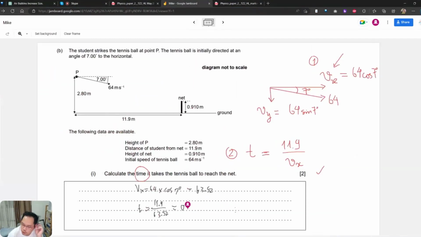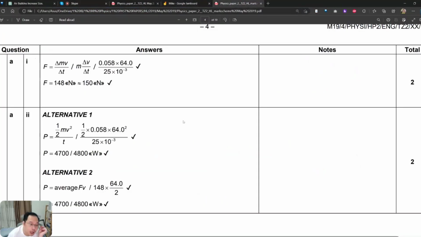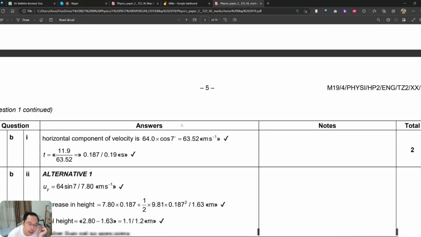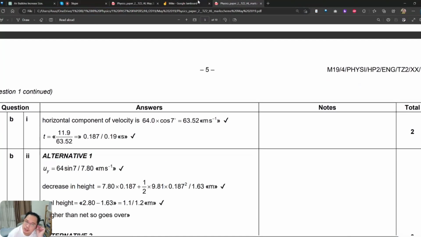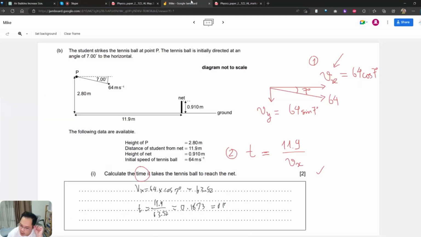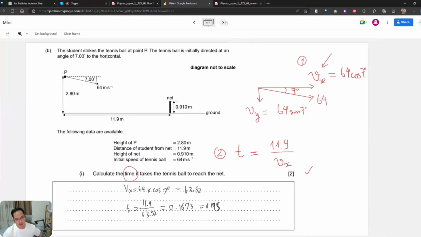And round that result to 2 significant figures. Yeah, 0.18. Yeah, 19. The answer is 0.19. Okay, that's the time.